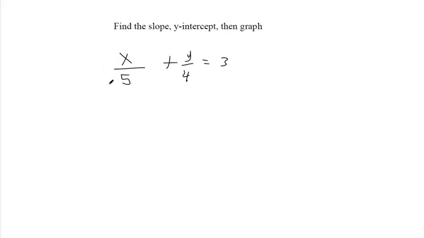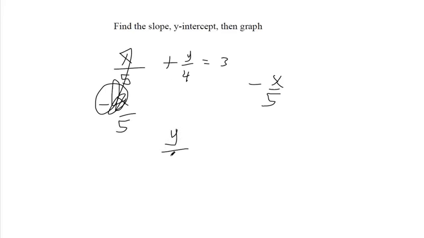The quickest way to identify the slope and the y-intercept of a linear equation like this, meaning x is to the first power, y is the first power, and they're separated, is to put it in y equals mx plus b form. So I'm going to subtract this x over 5 term from both sides, because that gets rid of it over here, and over here that's y over 4 equals 3 minus x over 5. I'm closer to getting y by itself.